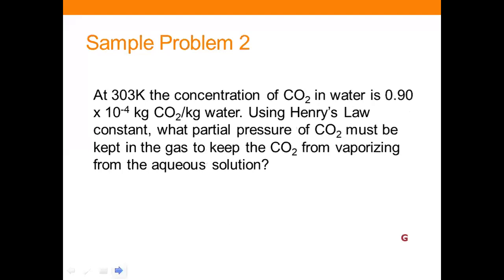This one, you're given still CO2, and you're given the concentration of CO2 in water in terms of mass, 0.9 times 10 raised to negative 4 kilogram CO2 per kilogram water. So you have to be very careful with the concentrations, by the way, that are provided in the problem. So using Henry's law constant, what partial pressure of CO2 must be kept in the gas phase to keep the CO2 from vaporizing from the aqueous solution? So what would be the partial pressure of CO2? That way it won't vaporize from the aqueous solution.